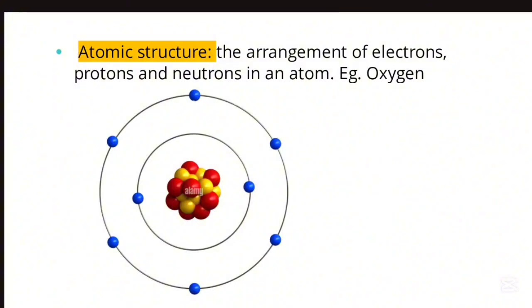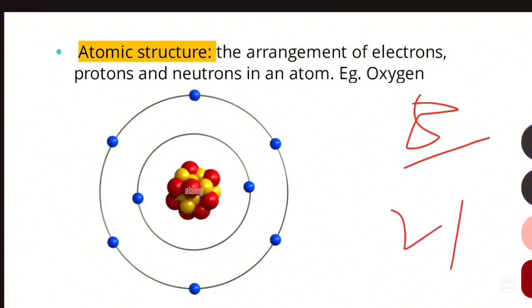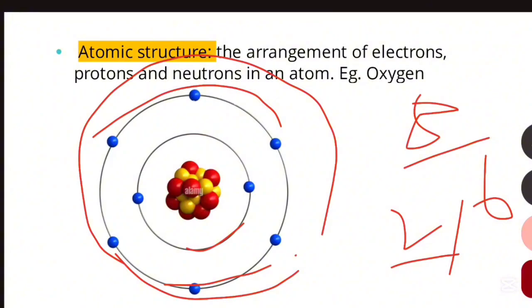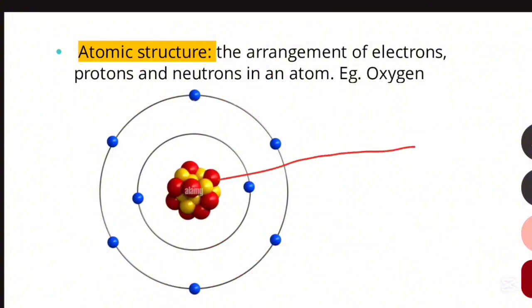What is meant by atomic structure? The atomic structure is the arrangement of electrons, protons and neutrons in an atom. For example, this is the atomic structure of oxygen. The atomic number of oxygen is 8, and the electronic configuration is 2, 6. The first cell accommodates 2 electrons and the last cell accommodates 6 electrons. The outermost cell is the valence cell. In the atomic structure we have a nucleus, containing protons and neutrons. Protons are positive in charge, neutrons are neutral, and the blue balls are electrons, which are negative in charge.